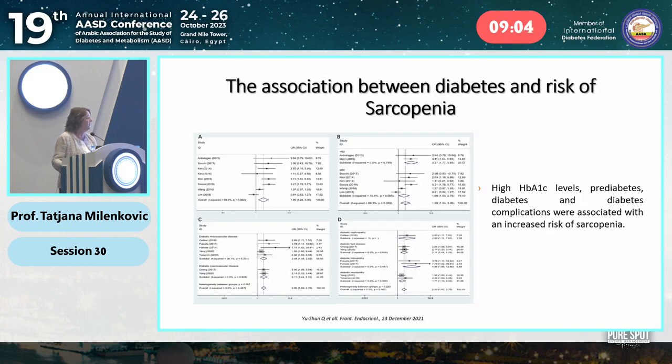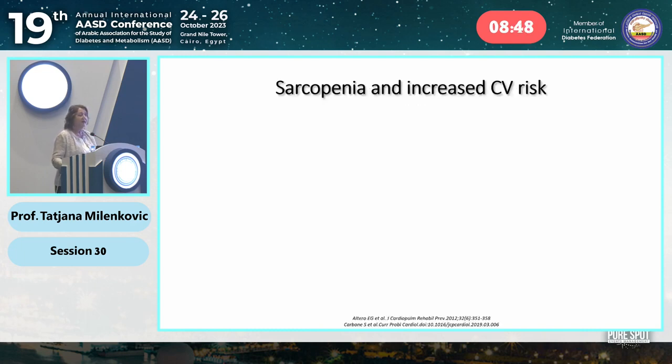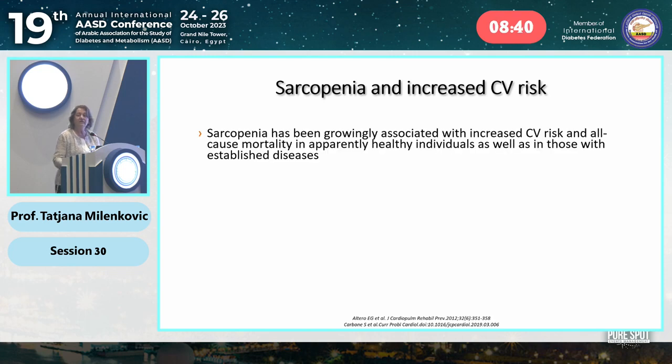So high HbA1c, then pre-diabetes and diabetes with complications are associated with increased risk for sarcopenia in this group of patients. What about the cardiovascular risk? That was the discussion this last decade. Is there higher cardiovascular risk in patients with sarcopenia?